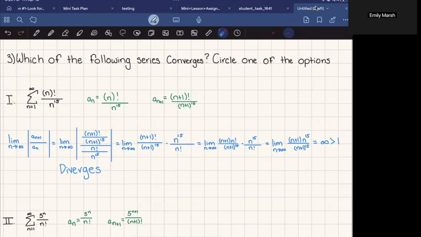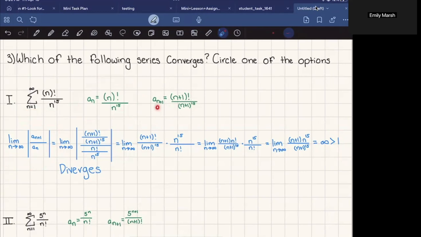Now, when we're utilizing the ratio test, it's important to remember what we're doing and what we're looking for. We are essentially taking the limit as n goes to infinity for the absolute value of a sub n plus 1 divided by a sub n. So our first step is we want to see what a sub n is. A sub n is our original term that was given to us for the series. So a sub n is equal to n factorial divided by n to the 15th.